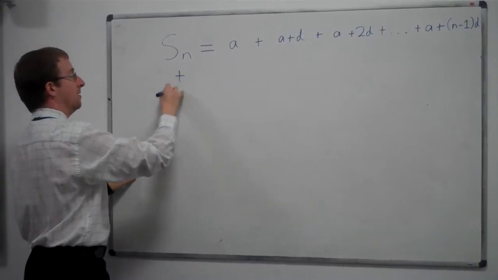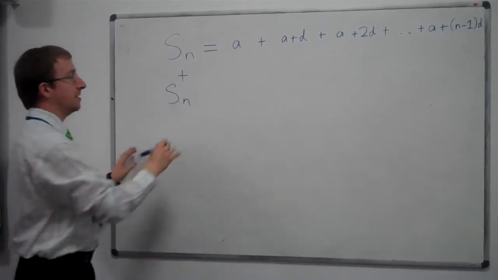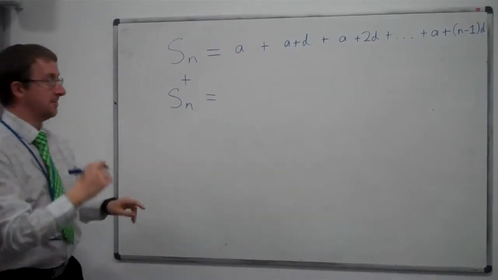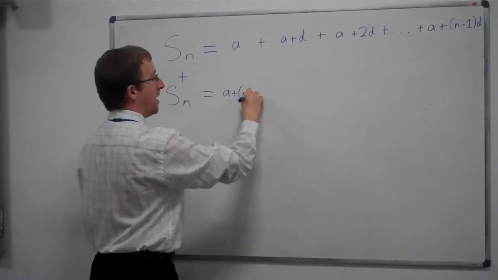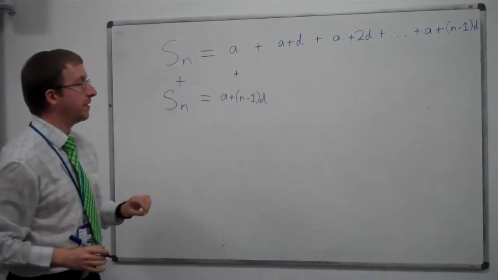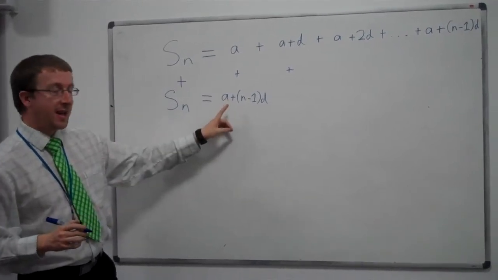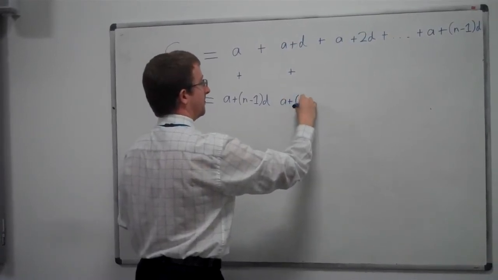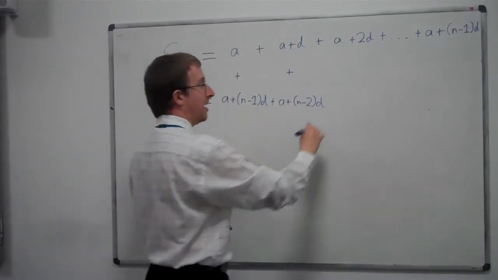What I do now is I add the sequence back on to itself, but I don't repeat it, I write it backwards. So this time I'll start off with that A plus n minus 1D. Okay, I'm just going to add these together. Now the one before that, I suppose, is A plus n minus 2D. Okay, and just keep going in that sort of way.